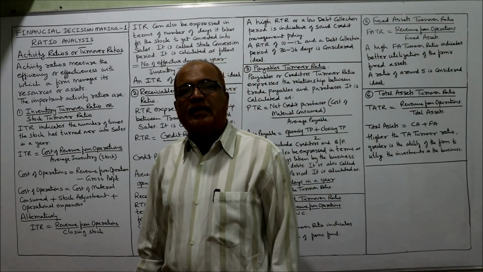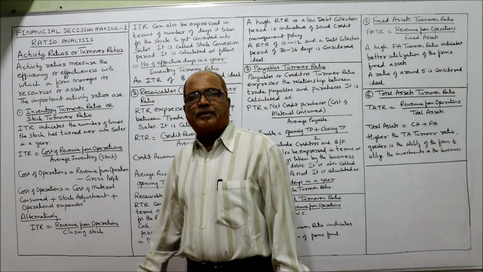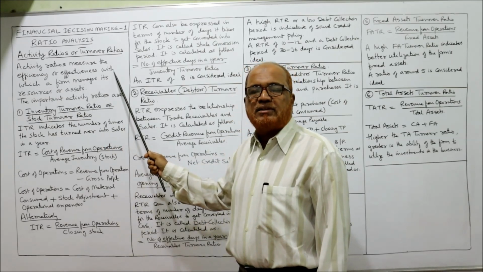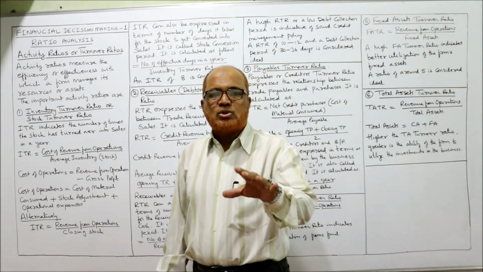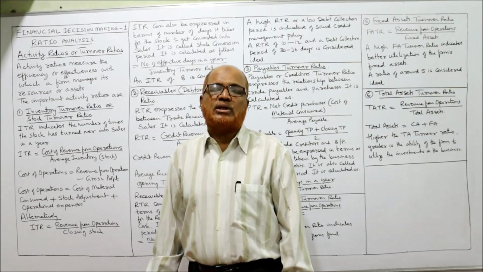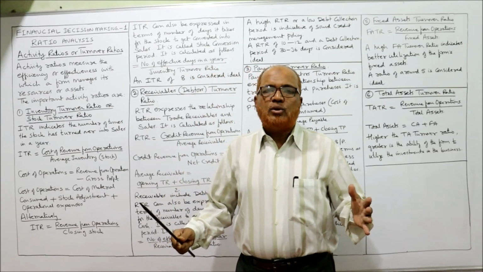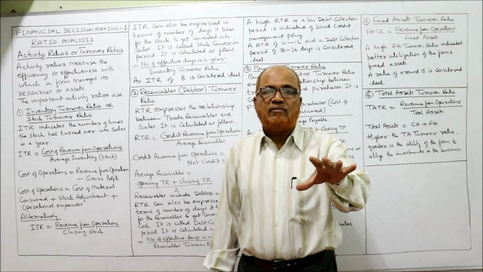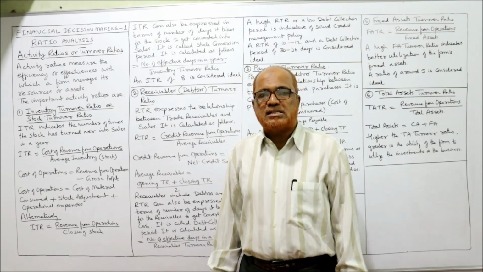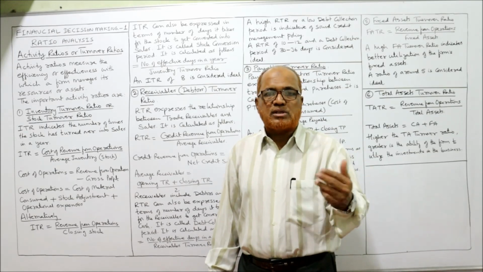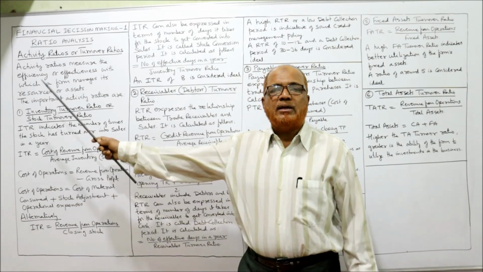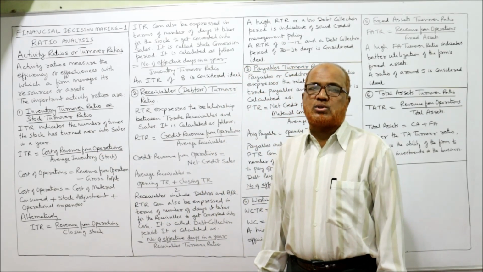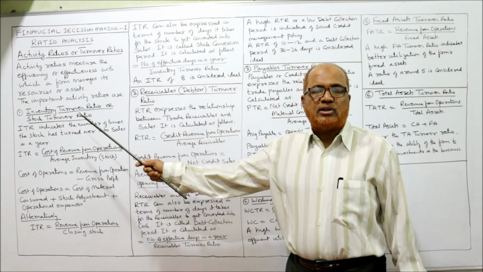Now see, the third ratio is activity. The activity ratios measure the efficiency or effectiveness with which the resources or assets are used in the business. A business will use so many assets or resources. How effectively the business is using the resources, that can be known by using these ratios called activity ratios or turnover ratios.